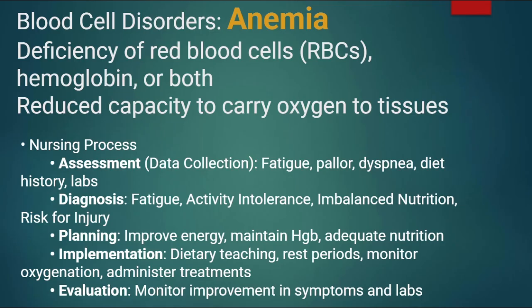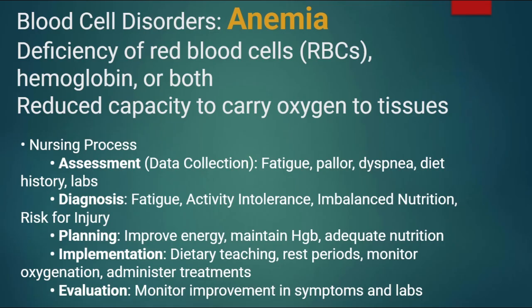When we apply the nursing process to a patient with anemia, we begin with data collection or assessment. This includes gathering subjective data, such as fatigue, weakness, or shortness of breath, and objective data like pallor, tachycardia, or abnormal lab values. We should also assess the patient's dietary habits, menstrual history, gastrointestinal symptoms, and family history of blood disorders. Next, we move to nursing diagnosis, planning, and implementation.